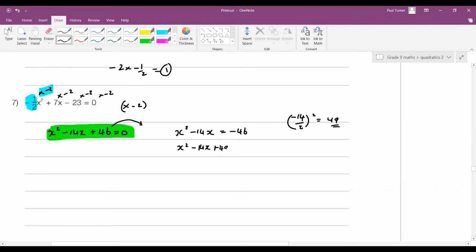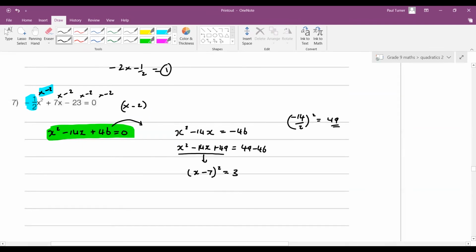Plus 49 equals 49 minus 46. We'll do that. So this is your complete square here. X minus 7, square root of 49 is 7, all squared. Okay, just be careful there. Equals 49 minus 46, that's 3.